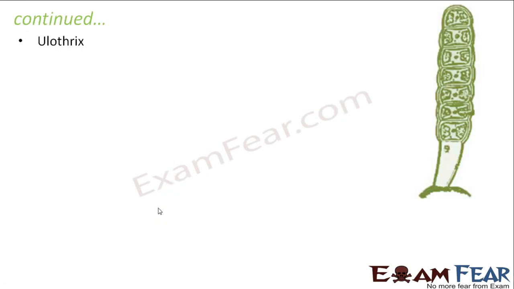Taking some more examples is Eulothrix. This Eulothrix is generally found in fresh water or marine water. Its body consists of unbranched filaments. So Eulothrix is an example of a filamentous algae. Here you can see it has got filaments.